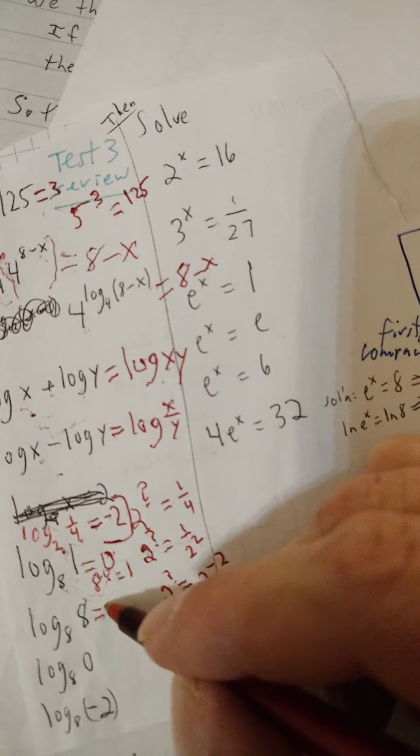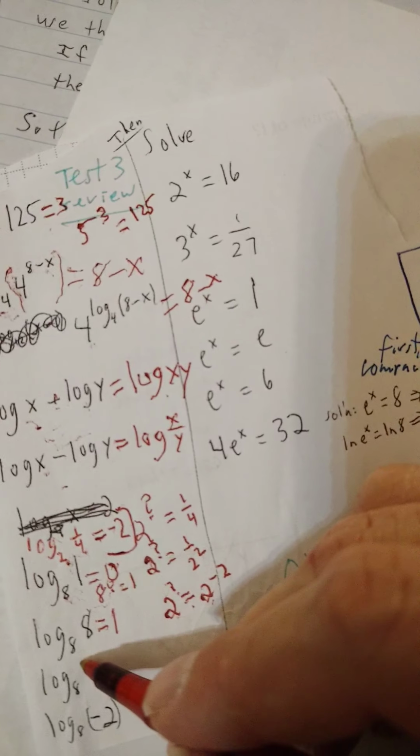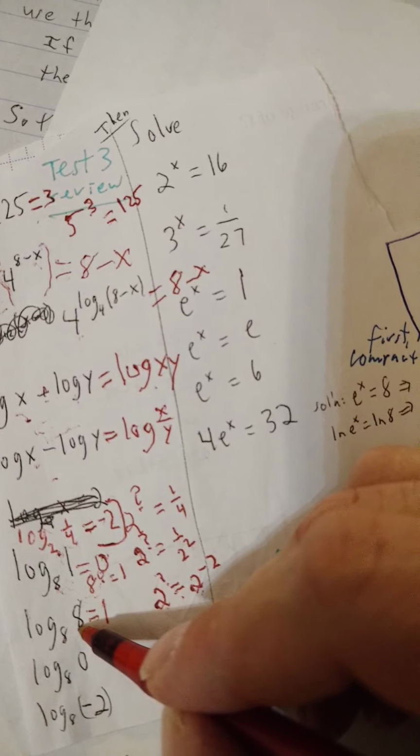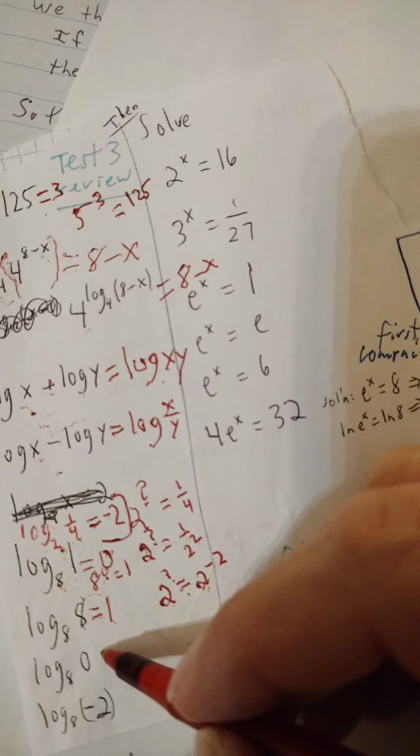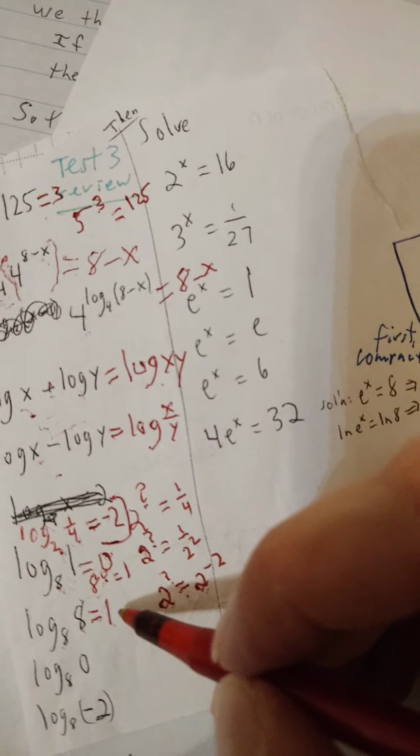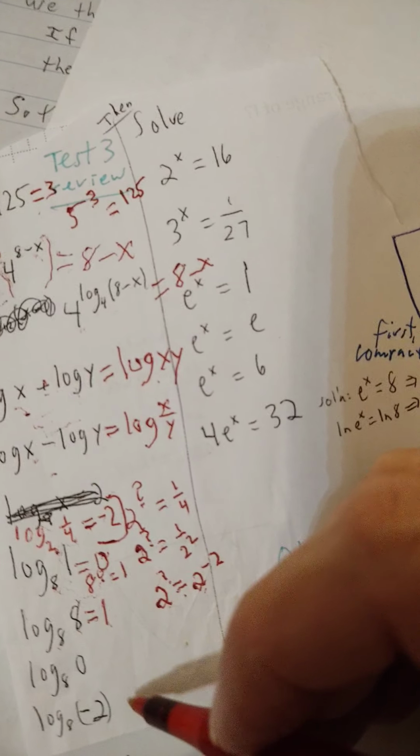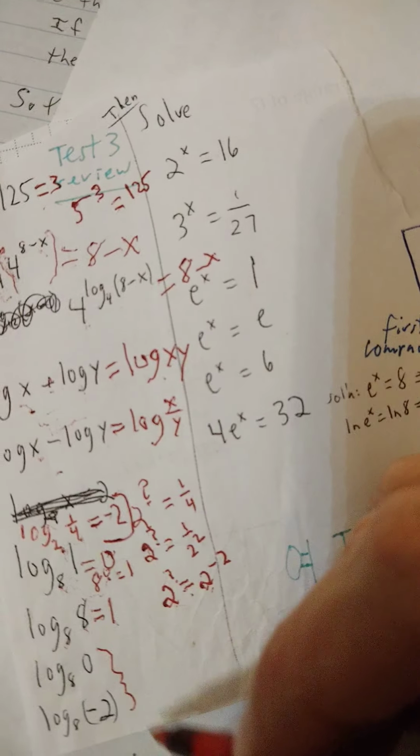This equals 1. Another property of logs, if the base equals the argument, the answer is going to be 1. And sure enough, the equivalent exponential form is true. Doesn't 8 to the 1 power equal 8? Yeah. And then these two are the tricky ones.